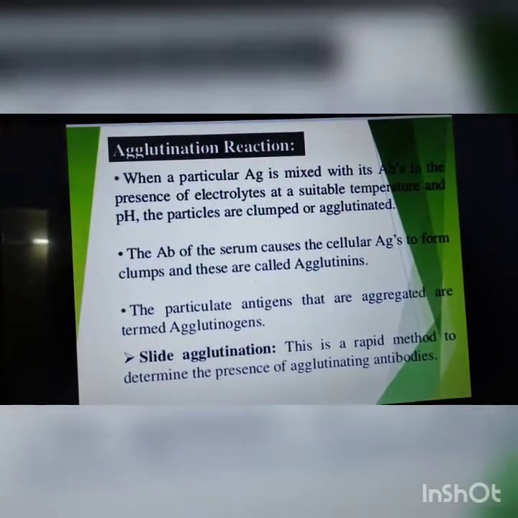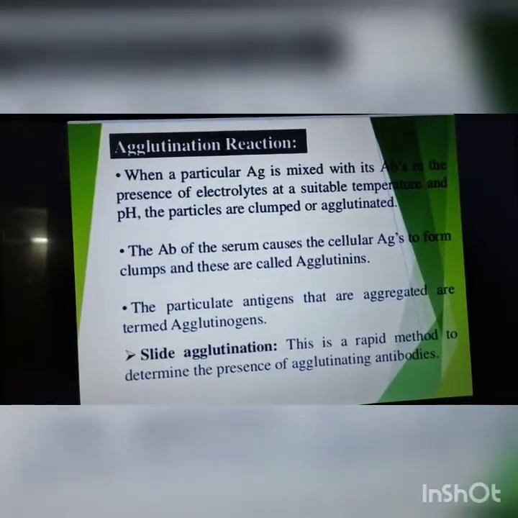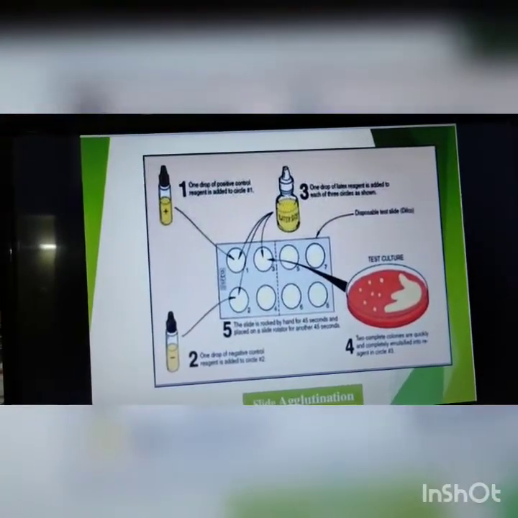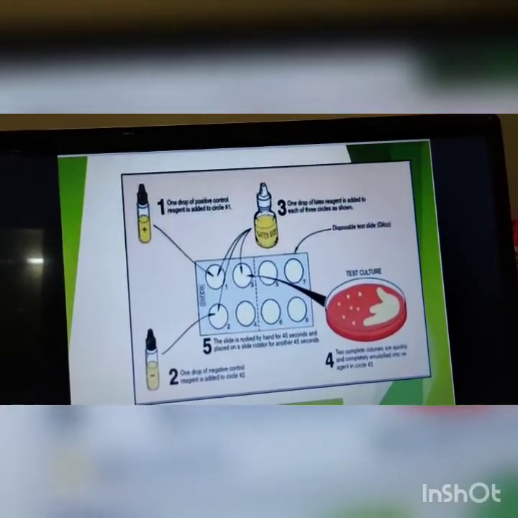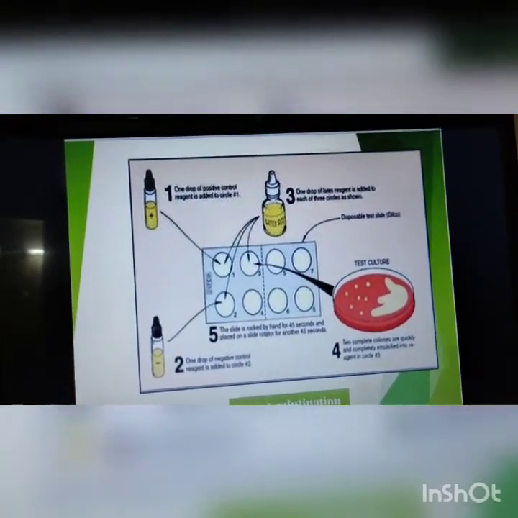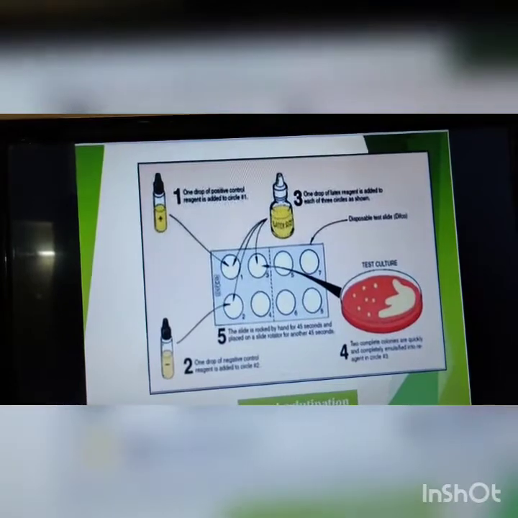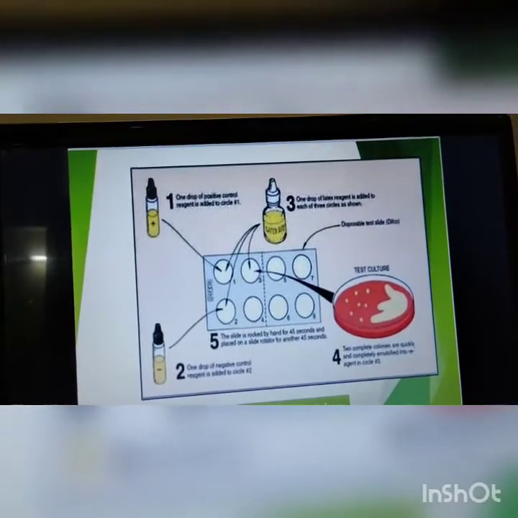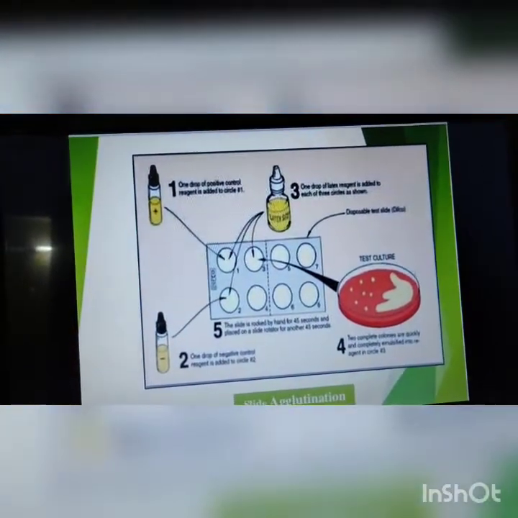Okay. So one method is called slide agglutination. It is a rapid method to determine the presence of agglutinin antibody. Let's see. In a particular reaction, a soluble antigen with antibody is placed in a drop and mixed with a fine loop, and then the antigen is destroyed and clumping of the antigen occurs. That solution is then taken on a test culture, and the colony of microorganisms, viruses or bacteria will be seen.